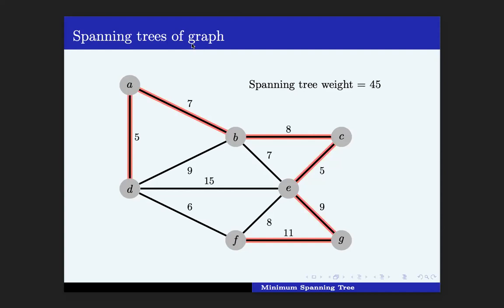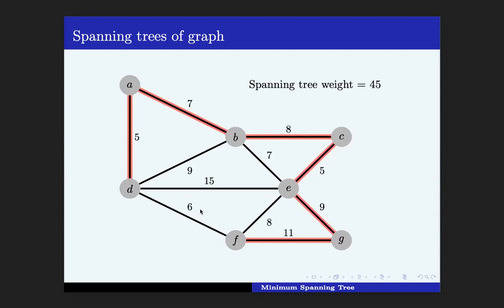GF, 11, can be replaced by DF, 6. C and G can be replaced with D and F, right? Excellent. Yes. Because what is happening here? See, this is something very crucial. What you guys told is very interesting.